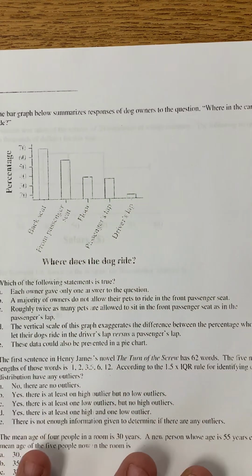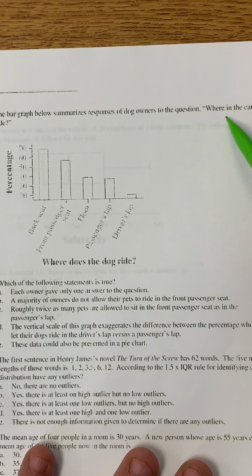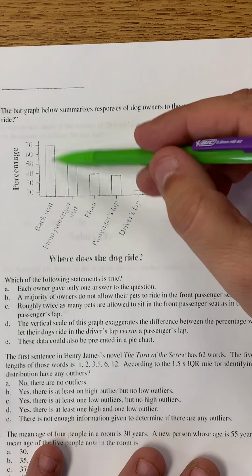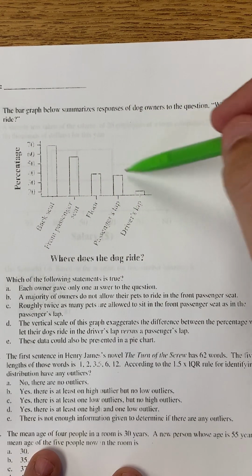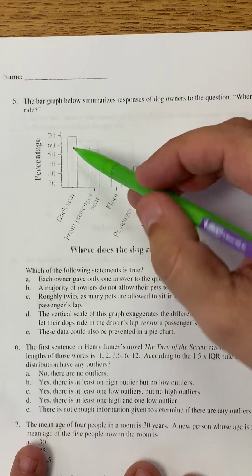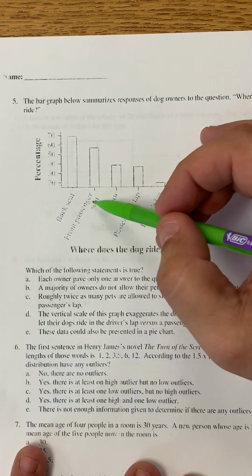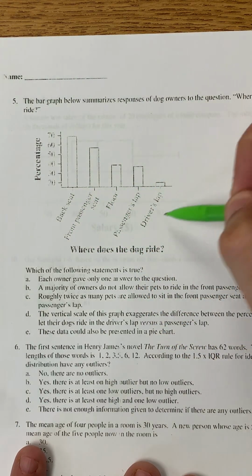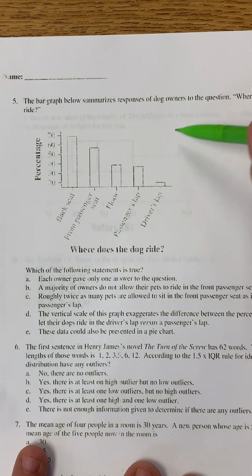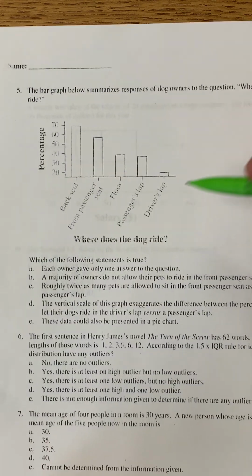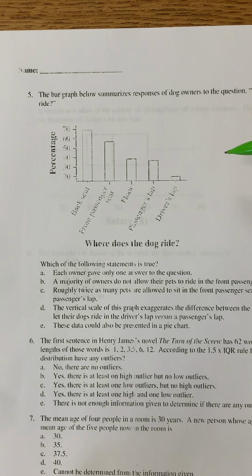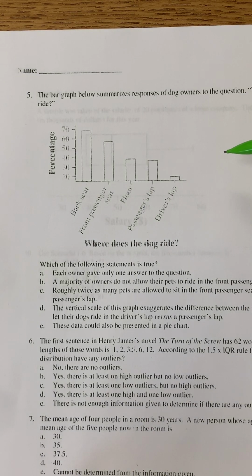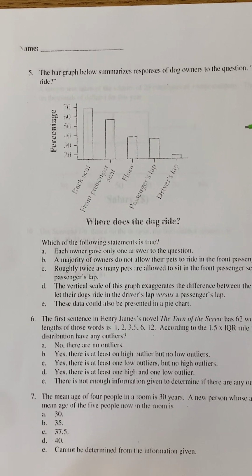All right, the bar graph summarizes the response of dog owners to the question, where in the car do you let your dog ride? And then they have a bar graph, and I know it's kind of hard to see, but back seat, front passenger seat, floor, passenger lap, or the driver's lap. Anyhow, which of the following statements is true?